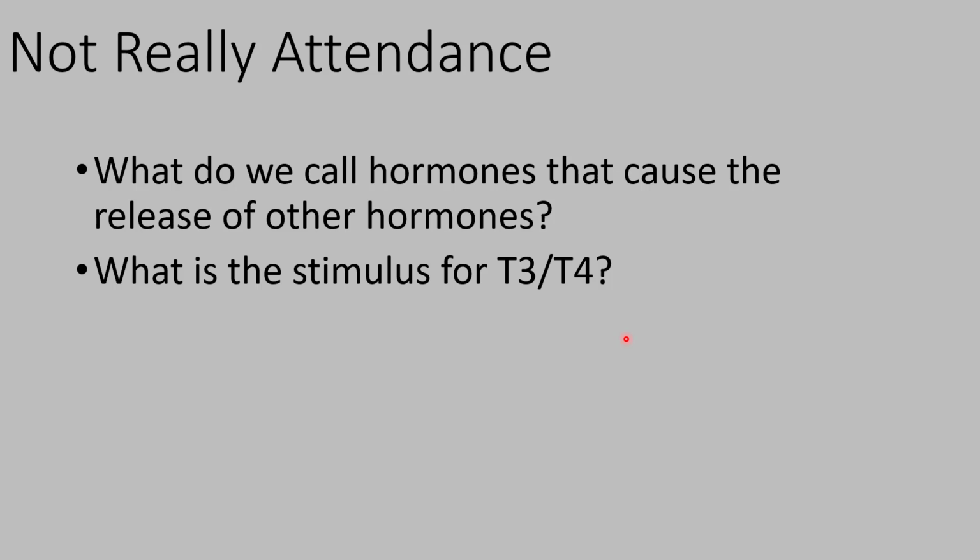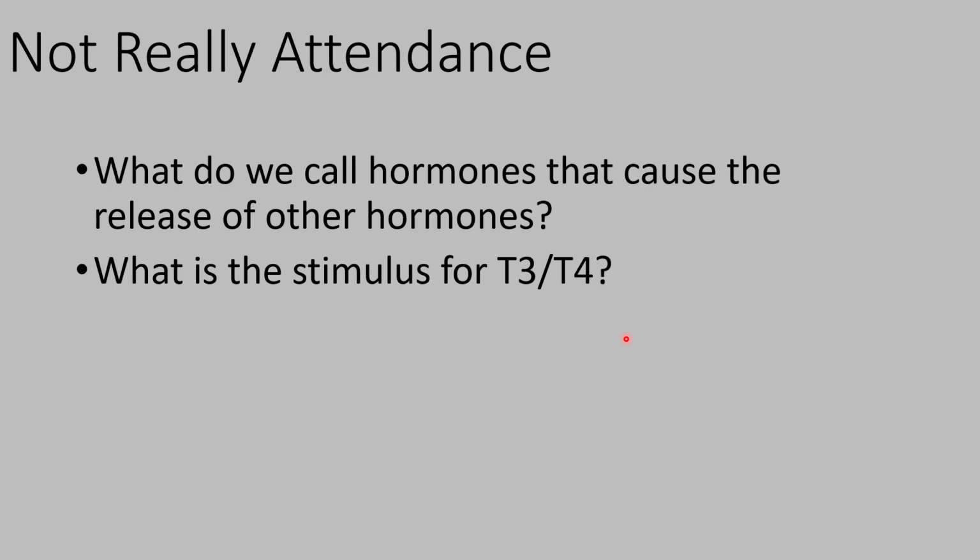So first, what do we call hormones that cause the release of other hormones? These are tropic hormones, or tropins. Now, tropic hormones are going to be a big topic in today's lecture. So if you don't remember talking about tropic hormones, we covered those in lecture 1 for endocrine. Go back and just do a little bit of a refresher there.